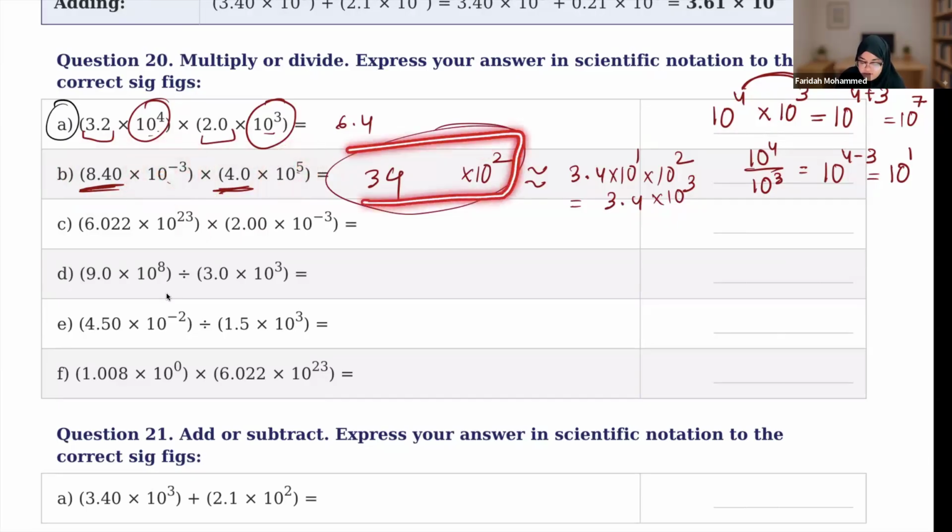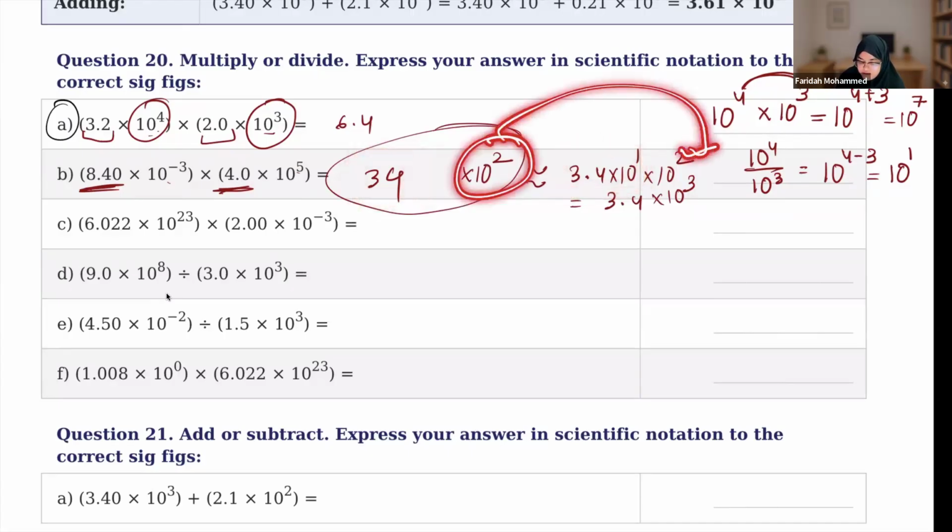However, this is not the correct scientific notation because what do we know? This should be less than 10. So the 34 I convert into scientific notation, which is 3.4 times 10 to the power of 1. And then I simplify, and this one stays whatever it was. Now, these two I can add together, 1 and 2. And this is my correct scientific notation.